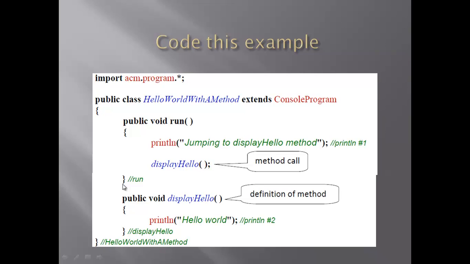In the past, we've been setting things up where we're all inside of our main method. Now we can create our own separate methods. So we're going to declare this one, public void displayHello. This is our method definition. And then here are the contents. So when we call upon displayHello to execute, it's going to execute this line or whatever lines we put in there.